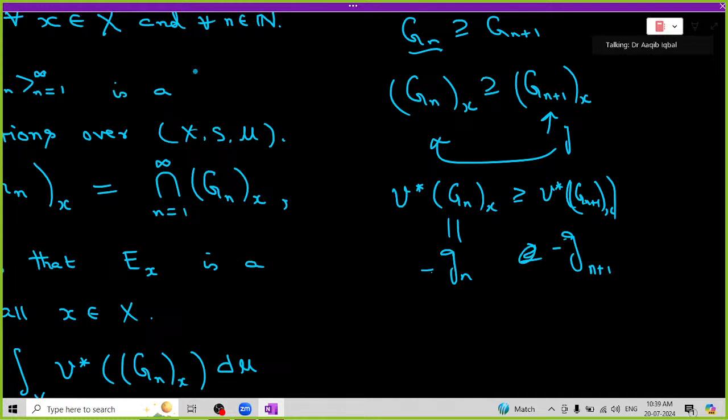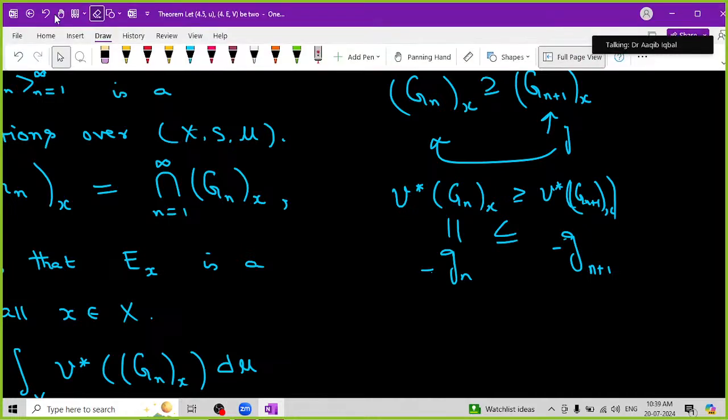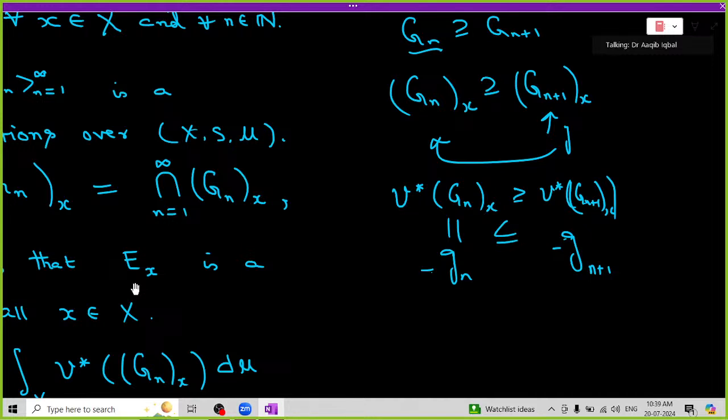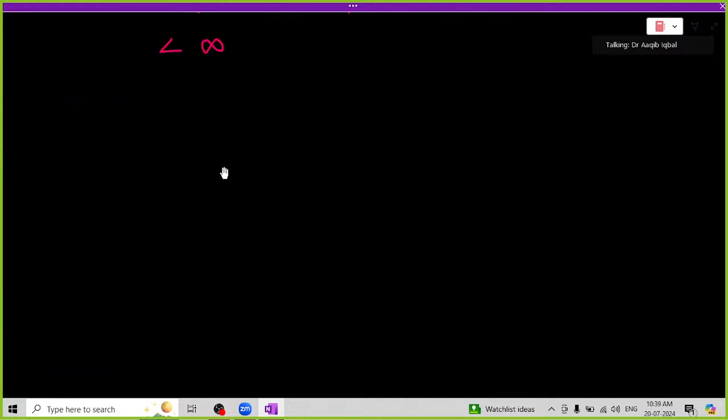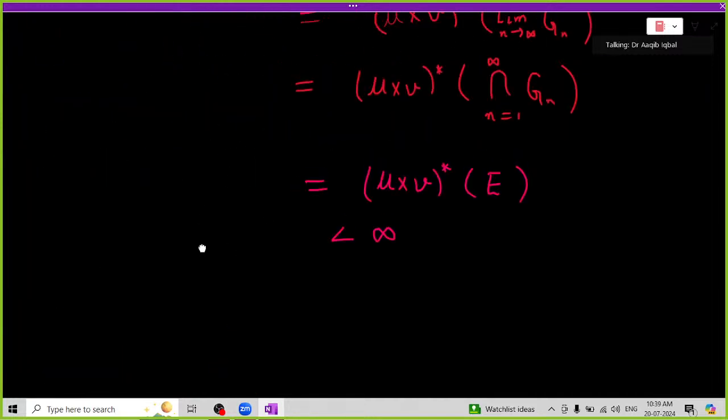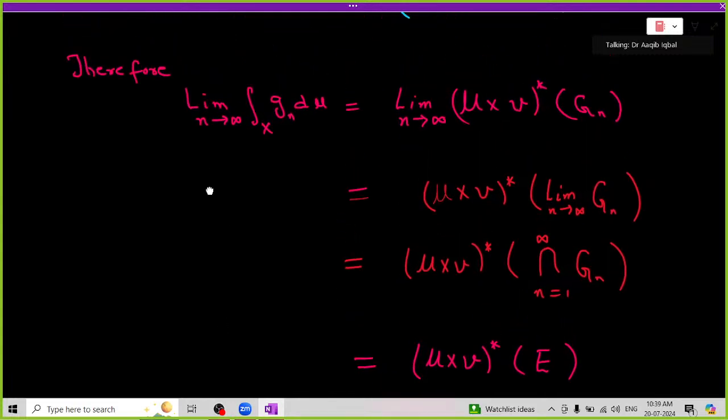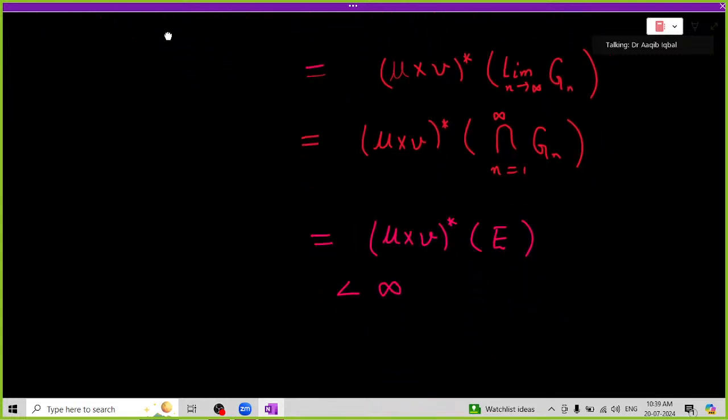Multiply both sides by -1, then this inequality will reverse. So minus gns will increase, and minus gns will remain integrable because gns are integrable. And what will be the limit of integrals of minus gns? We have computed the limit of the integrals of gns, and we saw that the limit of the integrals of gns is finite. So that means the limit of integrals of minus gns will also be finite. So Levy's theorem is still applicable. So we'll use Levy's theorem.